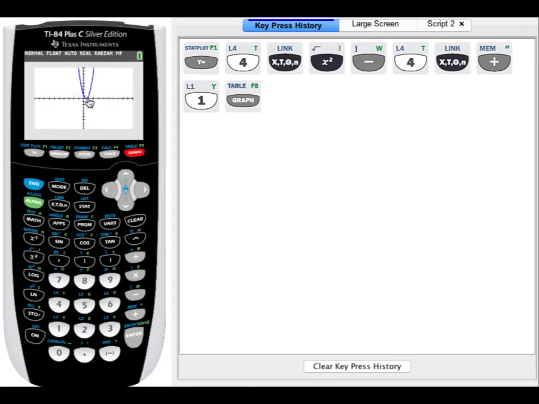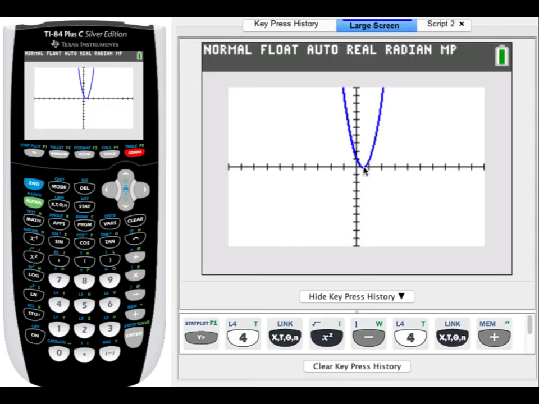Now we're going to find the x-intercept, this little spot here. Let me zoom in so you can see what I'm looking at. Our x-intercept is that point there where it crosses the x-axis. That's the solution to our equation graphically.